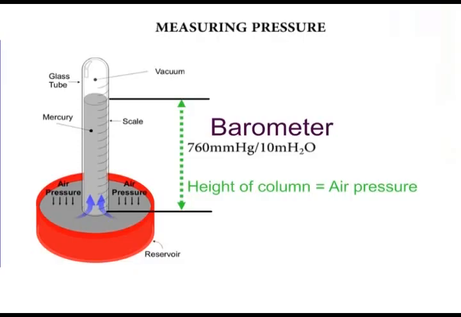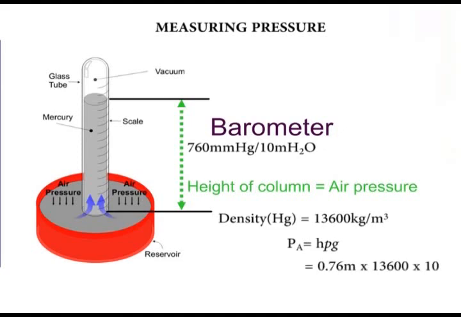At sea level, h for mercury is usually 760 millimeters. Now, since the density of mercury is 13,600 kilograms per meter cubed, atmospheric pressure Pa is equal to hρg. So we have 0.76 meters, that is 760 millimeters, times density 13,600 times 10 for g, which gives us 103,360 newtons per meter squared, or pascals. This is the standard atmospheric pressure, and it's sometimes referred to as one atmosphere.